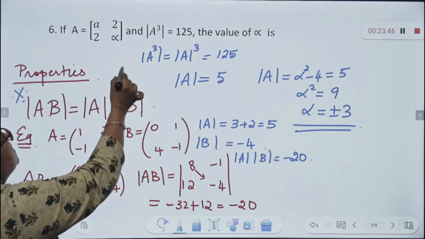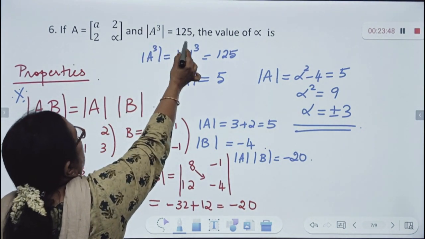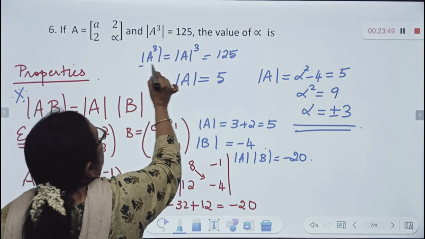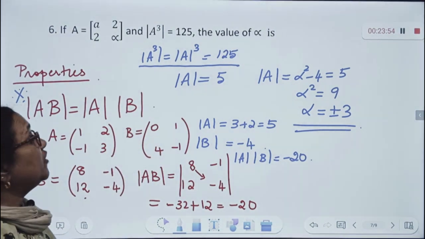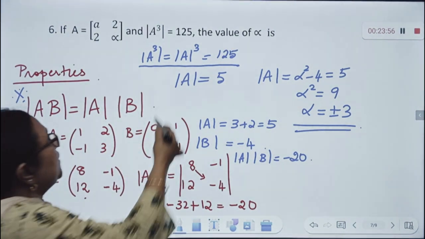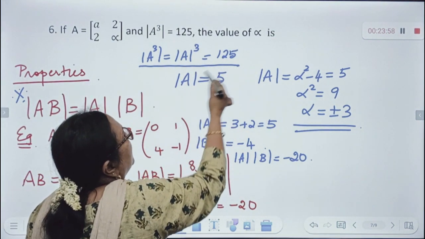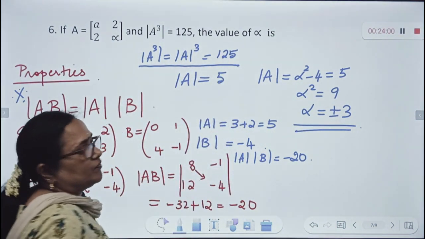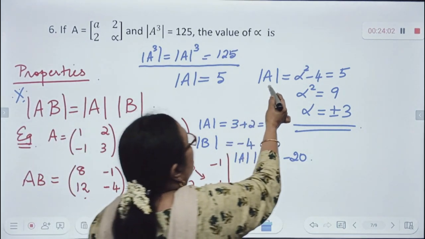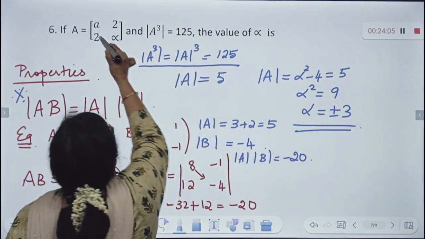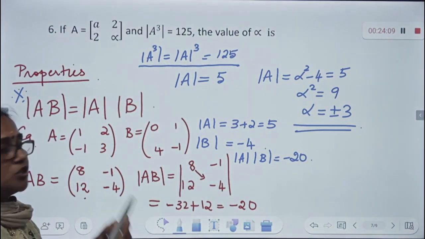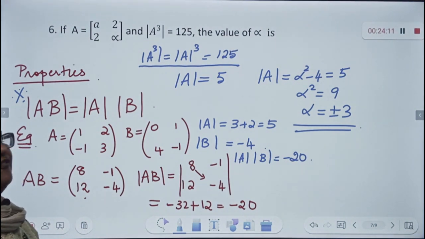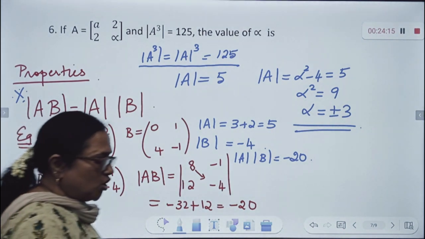Okay. Now he has given determinant of A cube is 125. What is important here is understanding that determinant of A cube is the same as determinant of A the whole cube. So if determinant of A the whole cube is 125, determinant of A is 5. Okay, but what is determinant of A? On one hand, it is alpha square minus 4. On the other hand, it is 5. So alpha square equal to 9. Alpha equal to plus or minus 3. So this is what we saw today.